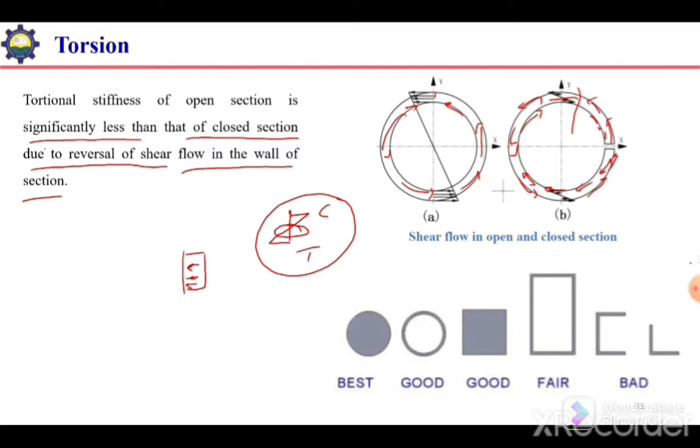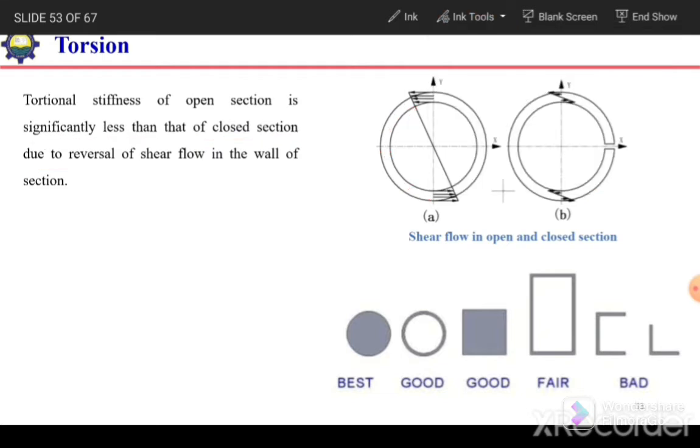So that's why, if we design a member for torsion, the best selection will be a circular shaft, solid section, or circular hollow section. A closed section is also a good option. If it is not circular, then it should be a solid section or closed section. But C sections and angle sections are not a good option for a member which is subjected to torsion. We need to avoid this type of section for torsional members.